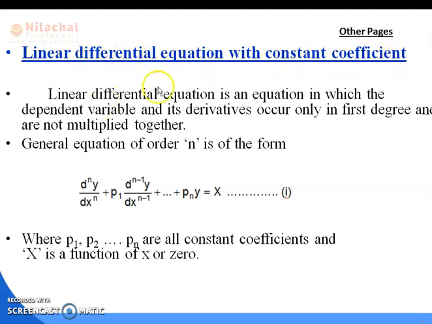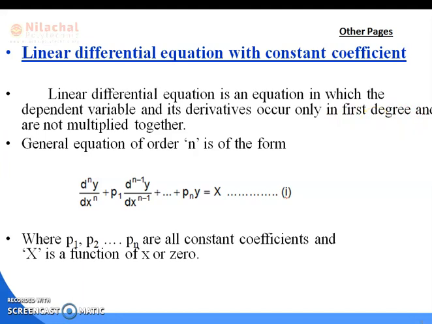Then what is the linear differential equation with constant coefficient? See here, a linear differential equation is an equation in which the dependent variable and its derivatives occur only in first degree and are not multiplied together. What is the meaning of first degree? First degree means their power must be 1.